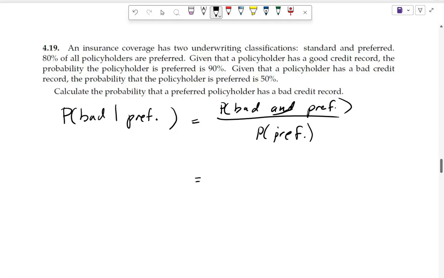How does the conditional get flipped on top now? Probability of preferred given bad. Okay. What's over probability of preferred?